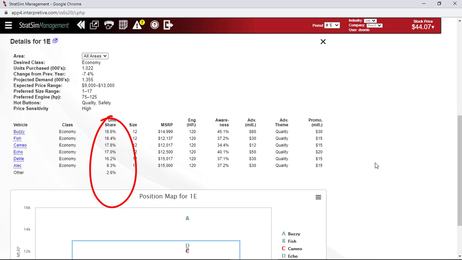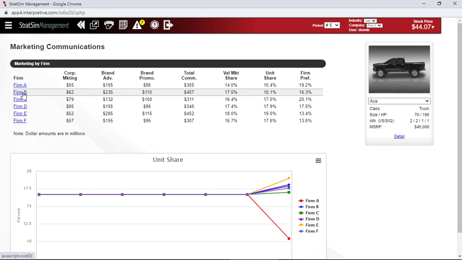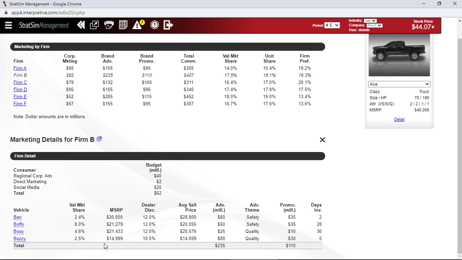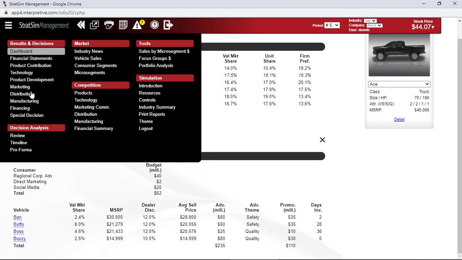And you want to try to predict or at least think about what your competitors will be doing as you set your forecast. Do you have a competitor who you think is going after the same market as you are? What are they going to spend, do you think, on marketing? What has their pricing strategy been? And if you go to competition and marketing, you can really get a sense, like we look at Firm B and look at their Buzzy vehicle, you really get a sense for their pricing strategy, even their dealer discount, and you start to use that as you think about the competition as well.